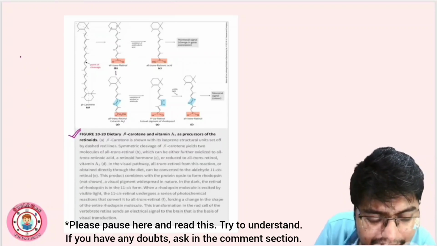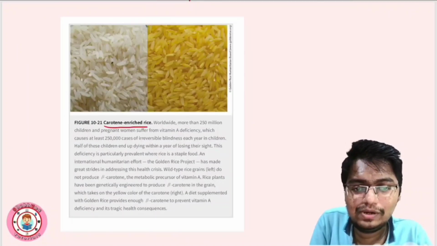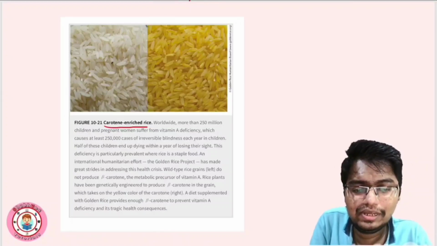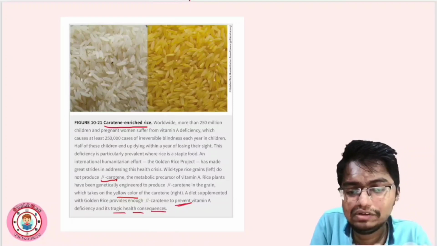So we know this has a function in vision, right? So you can read this. Okay, carotene-enriched rice, you can see here. Basically, this rice is golden rice, which is produced by genetic engineering, right? In this, beta carotene is produced, which gives this rice a yellow color, and this can treat, basically, not treat, prevent vitamin A deficiency and its tragic health consequences.